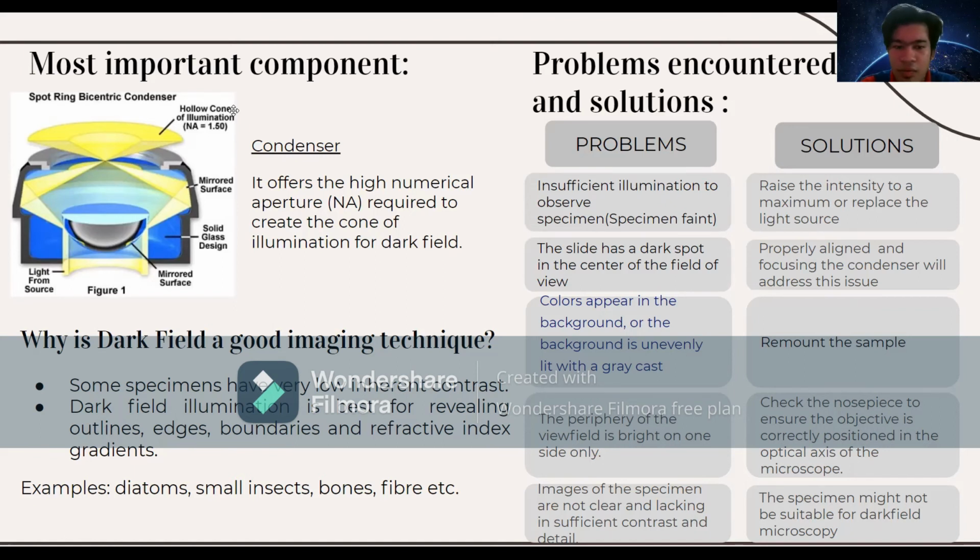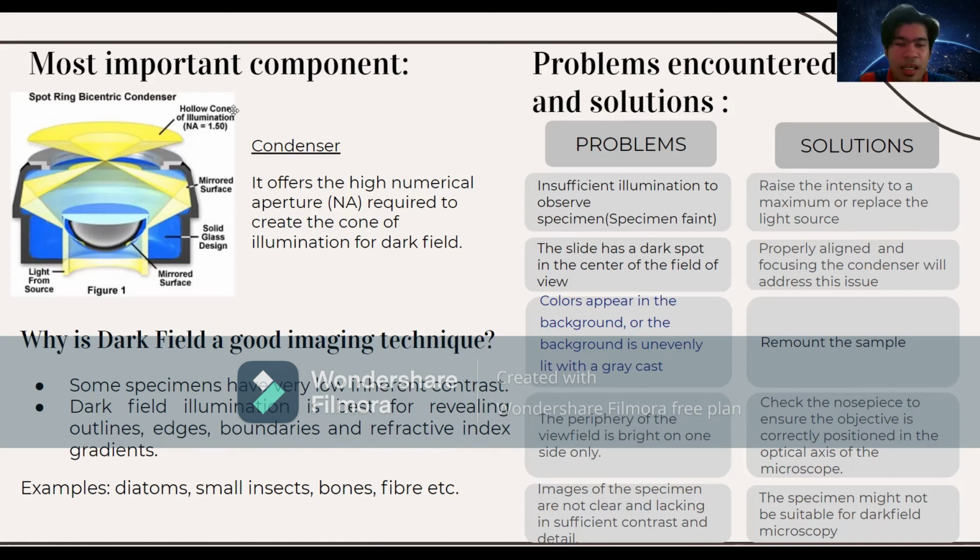The next problem is that the periphery of the field of view is bright on one side only, which means the dark field is not fully darkened in the background. So you should check the nose piece to ensure the objective lens is in the correct position, or symmetrical on the optical axis of the microscope. Sometimes it happens that your objective lens is not aligned with the optical axis of the microscope. So carefully check.